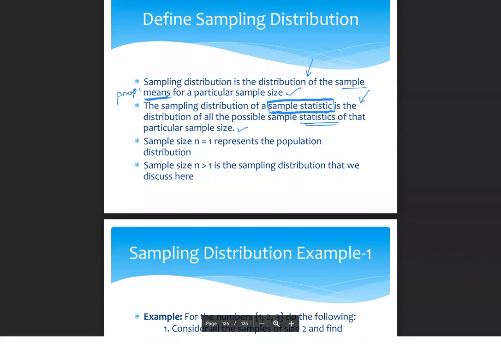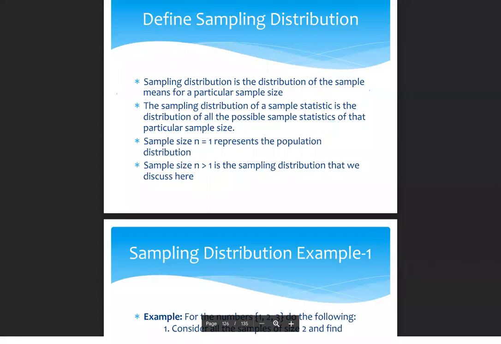Now, when you're dealing with a sample size of 1, which I already said, you're dealing with the population distribution. When the sample size is greater than 1, we are dealing with the sampling distribution that we discuss here. So we are dealing with sampling distribution versus population distribution. When your sample size is bigger than 1, that's when you're dealing with sampling distribution. When your sample size is exactly equal to 1, you're dealing with population distribution. So please keep that in mind, okay?